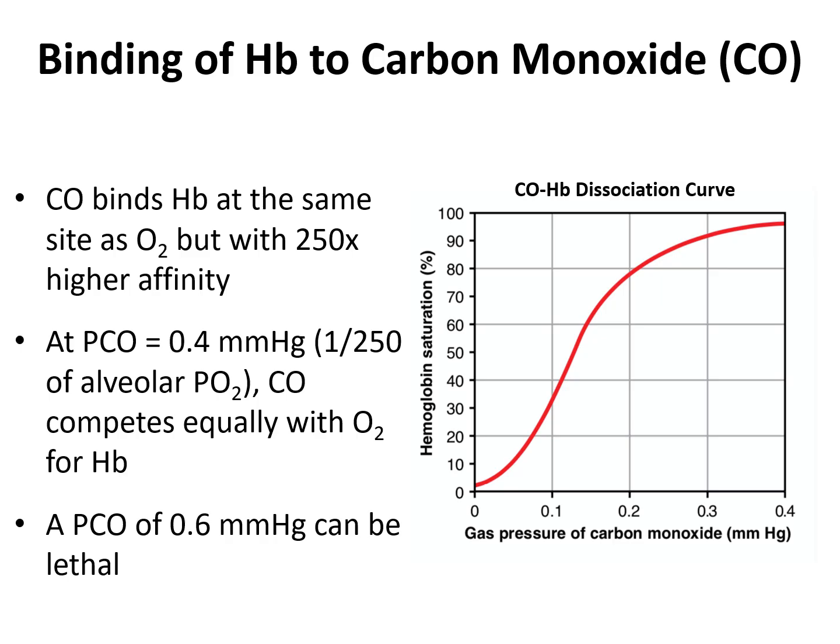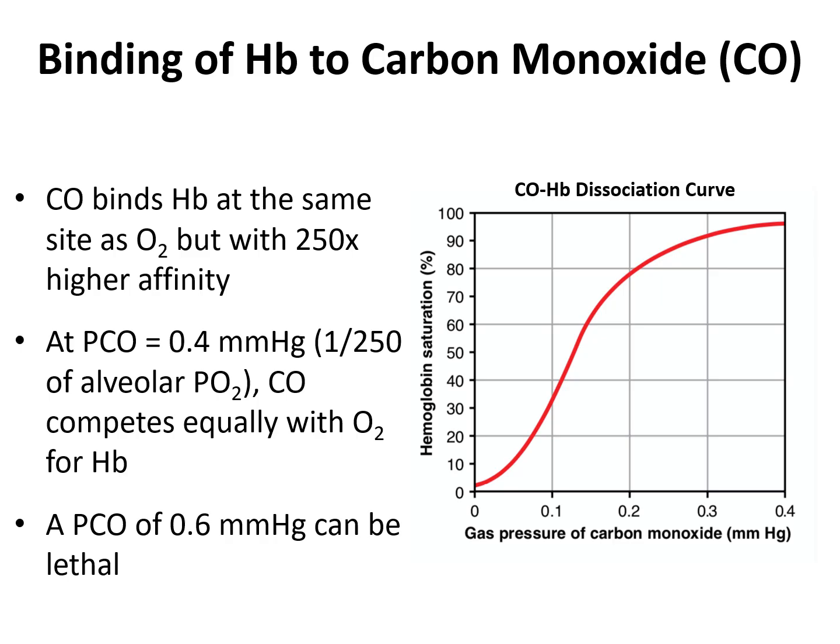Notice the curve and the PCO50, which is around 0.15 or 0.14 millimeters mercury. Contrast this with what you see with the oxygen dissociation curve. The PO2 50 is around 20 or 25 or 30. So it's around 250 times higher in affinity, which means that at a PCO of only 0.4 millimeters mercury, this is 1 over 250 of the alveolar PO2, the carbon monoxide can compete equally with oxygen for hemoglobin.